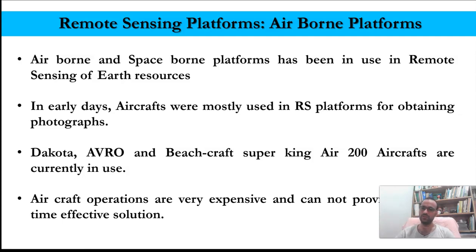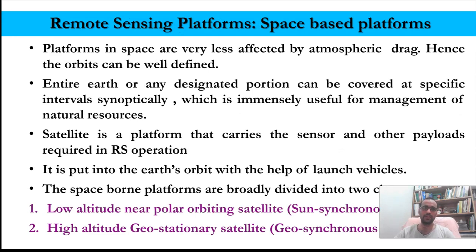Mostly we are focused on space-based platforms. Platforms in space are very little affected by atmospheric drag. There are not many obstacles because it is in space. So that's why it is very important. We have very little error, and the entire Earth or any designated portion can be covered at a specific interval. That is the very good merit of satellite remote sensing.